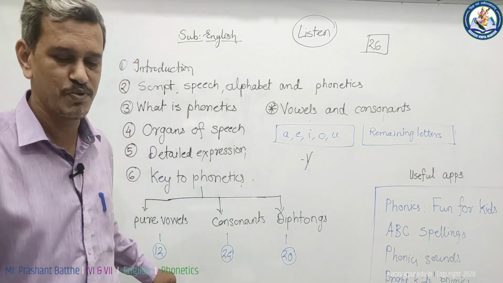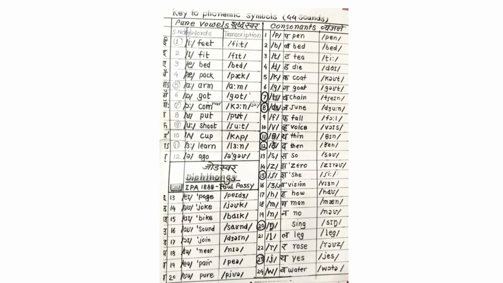So the first thing is pure vowels. Now, let me show you the chart again. These are the pure vowels, consonants and diphthongs. You must be watching that the pure vowels are 12 in number, the consonants are 24 in number and the diphthongs are 20 in number, right? Now let's discuss them in detail.